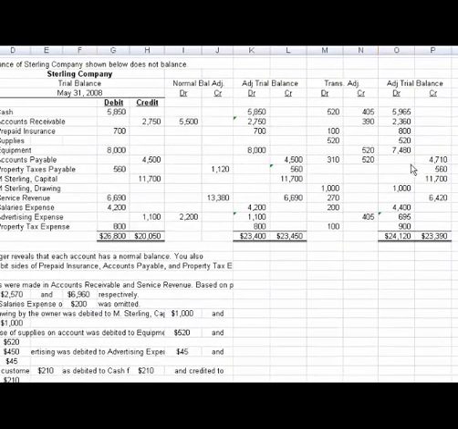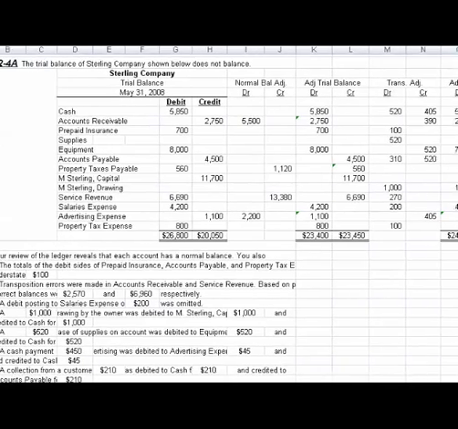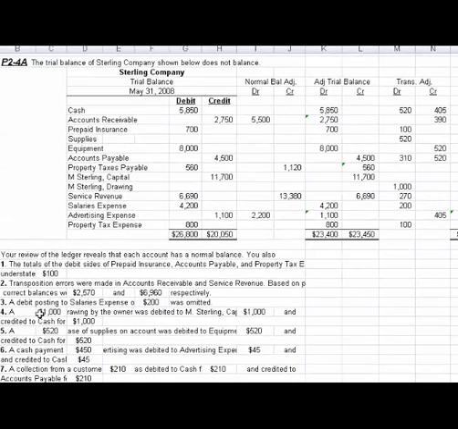Once we do that, then we see that the accounts payable balance, this line here, goes to $4,710, and that's the correct amount. Okay, now the next item we want to look at is the Sterling Capital, and let me slide this back again.